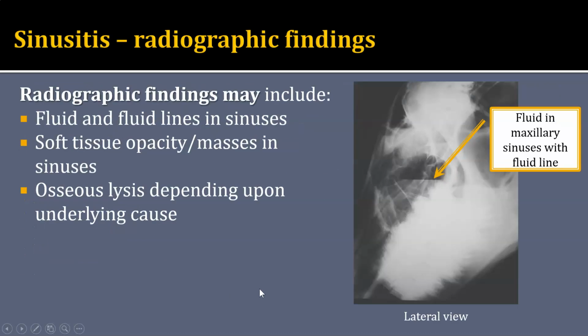This slide talks about radiographic findings that we might identify in sinusitis. The most important thing I want you to look for is fluid or fluid lines in the sinuses in horses. If we display the image in the same manner as how the horse's head was positioned, we are obtaining these radiographs almost always with a horizontal beam, and so we can look for fluid that is partially filling the air-filled sinuses, and we'll see it as a line that is parallel to the floor.